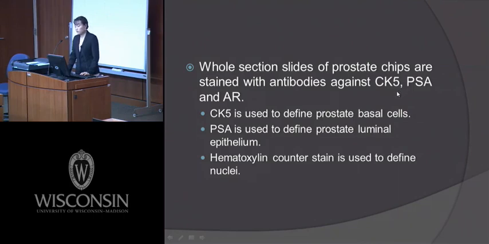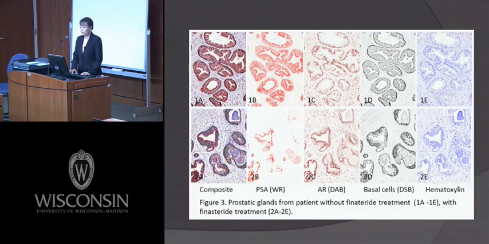chips with CK5 and PSA and AR. CK5 is used to define the prostate basal cells. PSA is used to define prostate luminal epithelium, and we use hematoxylin for counterstain to define the nuclei. This image is a composite image. The bottom one is a patient sample treated with finasteride.